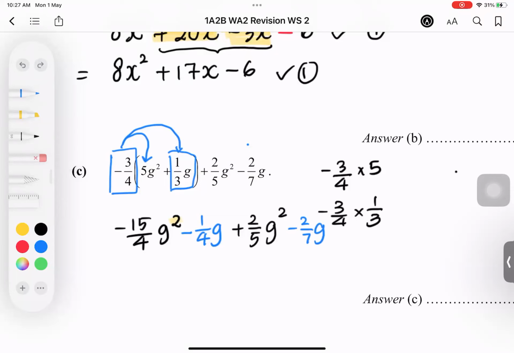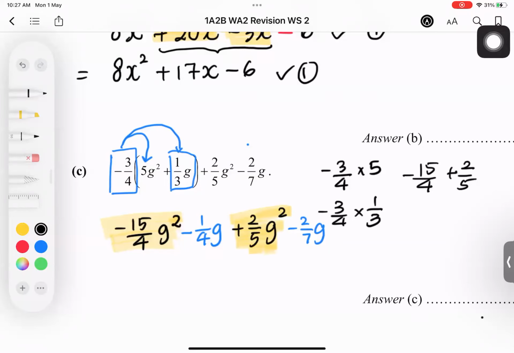G squared, -15/4g squared. Pair together with who? Which other g squared do we have? Here we have 1, 2. Yes, correct, the 2/5g squared. So in this case, we use our calculator. We calculate -15/4 plus 2/5.